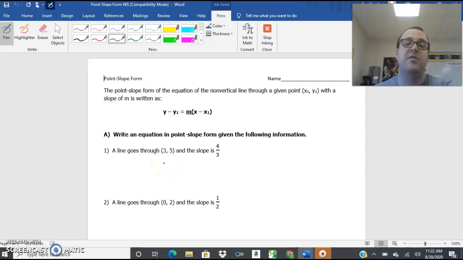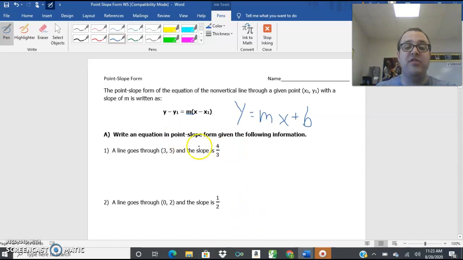Okay, so slope-intercept form we're familiar with, the y equals mx plus b. And if you remember, the m stood for the slope, and the b stood for the y-intercept, or at least the y-coordinate of the y-intercept. Well, point-slope form is another way that we can write the equation of a line. It tells us different information about that line, but still shows us what that line would look like.